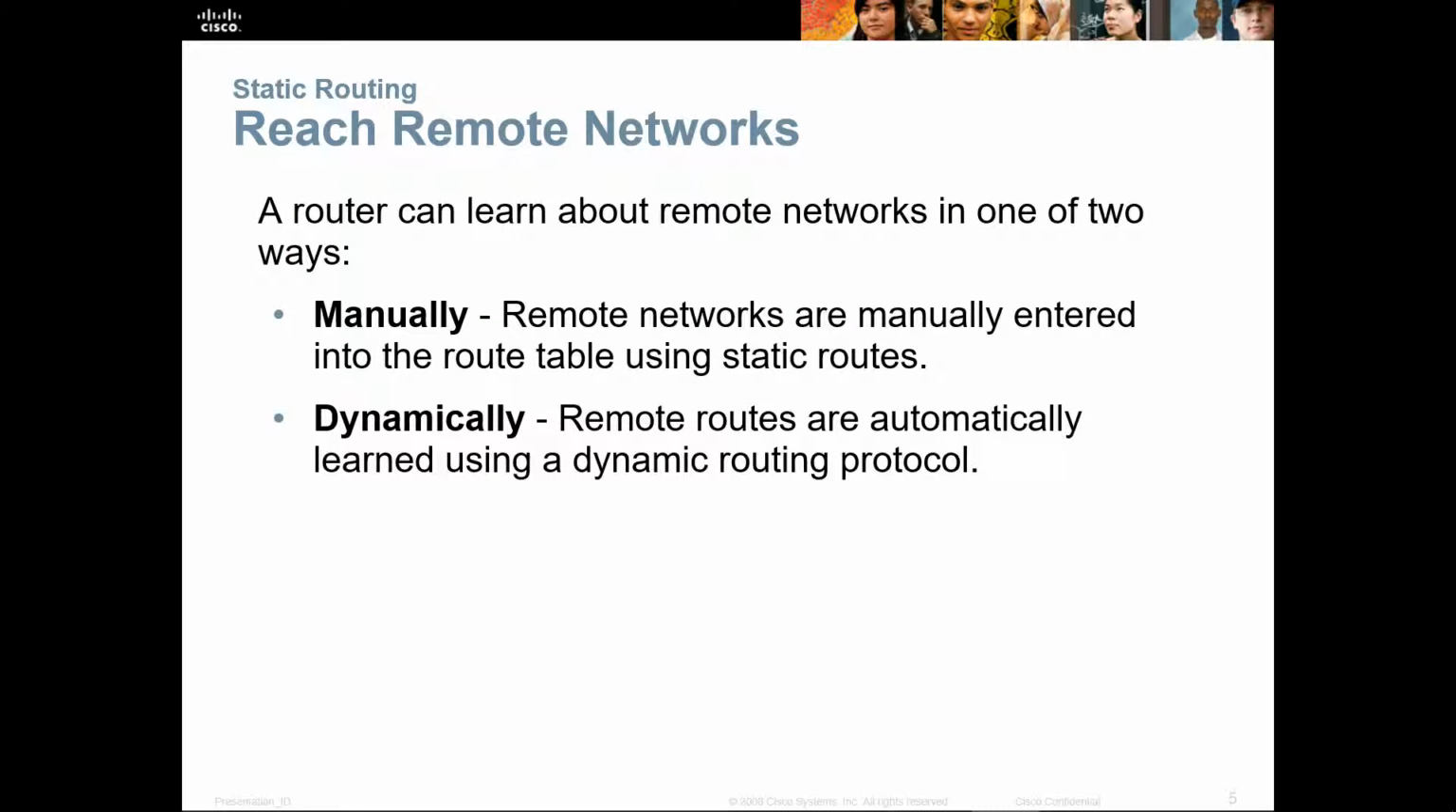So, reaching remote networks. We can reach a remote network or a distant network one of two ways: manually, also known as statically, or dynamically, which is dynamic, learned. Manually, remote networks are manually entered. You have to statically assign them. Dynamically means they can be automatically learned or dynamically learned via a routing protocol.